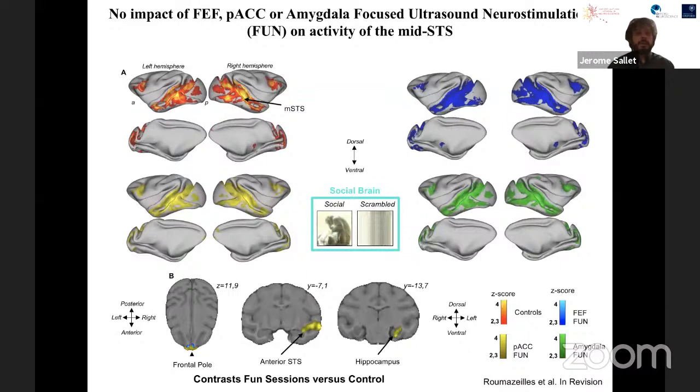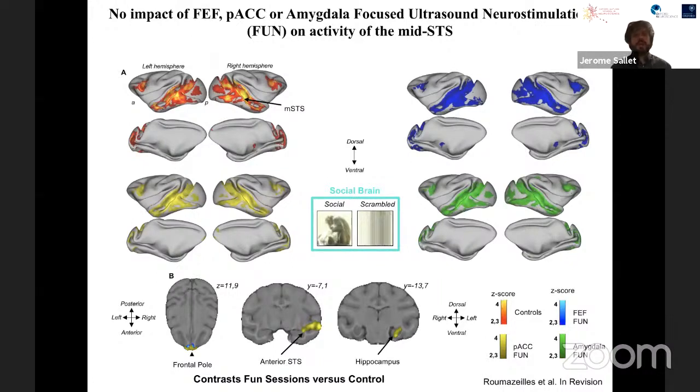And so what we noticed first, I hope just by glancing at this picture, you can see that there is not much difference between the different conditions, especially in the mid-STS, where there is no difference. There are differences elsewhere, so our stimulation worked. There are differences after stimulation of the amygdala and of the perigenual ACC, for instance, you see some differential effect in the anterior STS, the hippocampus, but also the frontal pole. With stimulation of the FEF, there are also some changes in response of the frontal cortex. But again, there is no significant difference in the mid-STS.